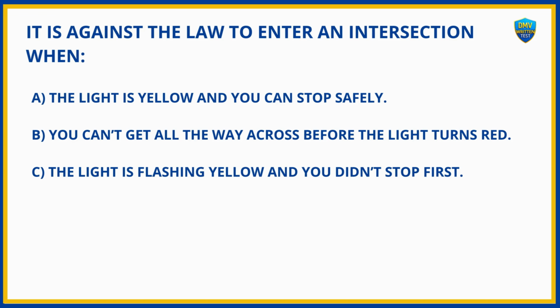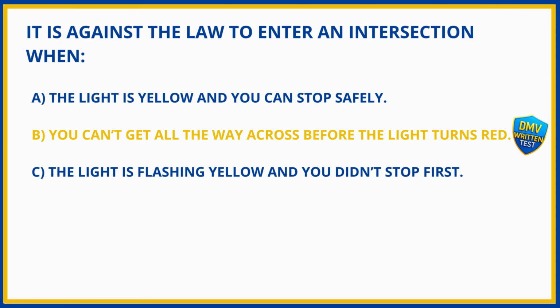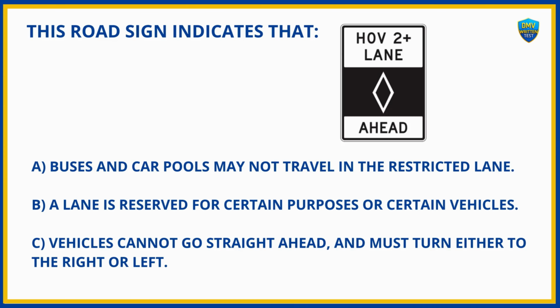And the answer is B. You can't get all the way across before the light turns red. This road sign indicates that A. Buses and carpools may not travel in the restricted lane. B. A lane is reserved for certain purposes or certain vehicles. C. Vehicles cannot go straight ahead and must turn either to the right or left.